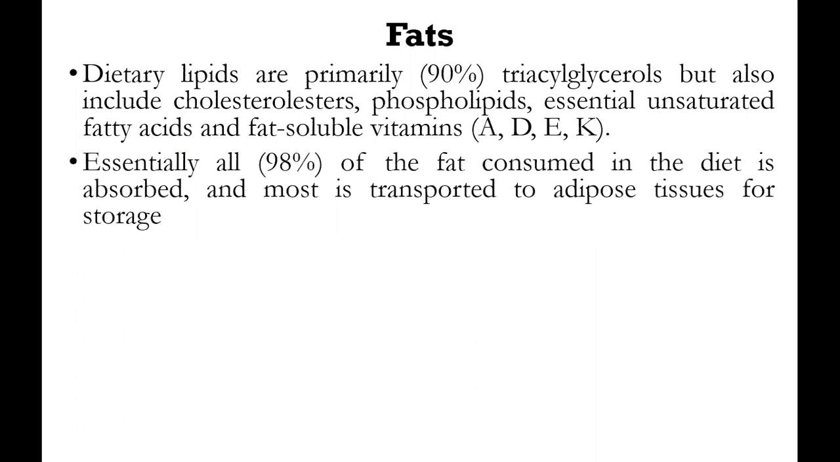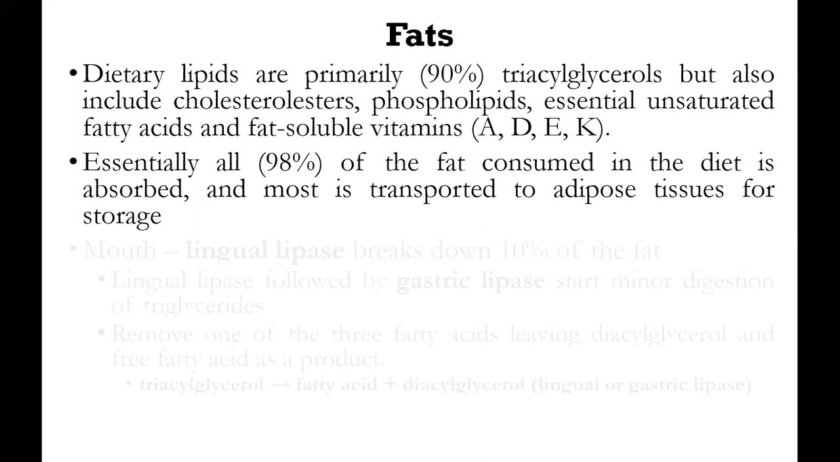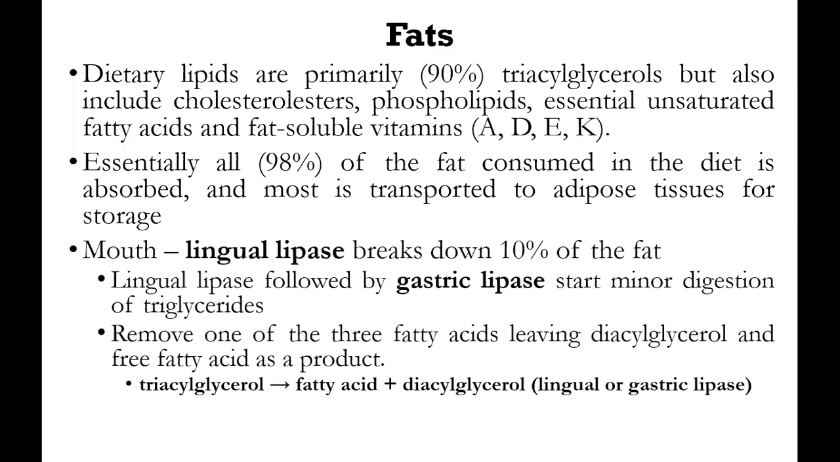So essentially 98% of fat consumed in the diet is absorbed and most is transported to adipose tissue for storage. So 98% of the fat that you are eating, after absorption, will be transported to the adipose tissue for storage. Maybe you're just using 2% of it. The other percentage will be stored within the adipose tissue. But the same free fatty acids can be converted into carbohydrates. If the body needs a lot of carbohydrates and you don't have them, most of these free fatty acids or fat tissue can be converted into carbohydrates for the body to use.